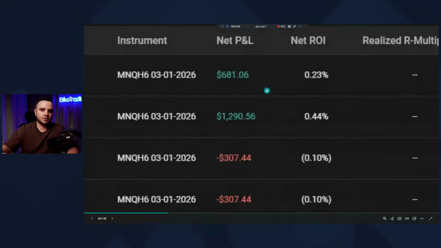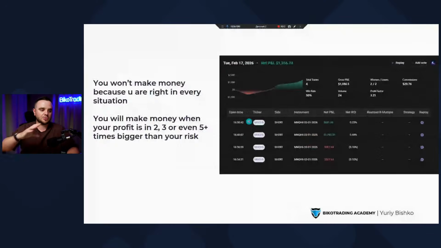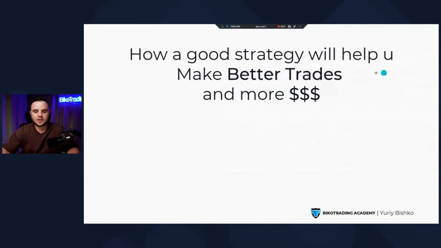That's the reality of trading. Today's focus will not be on a situation where every trade will bring you profit. It will be on how to find really fat places that will cover all losses and make money for you. Having a good strategy will help you make better trades and more money.